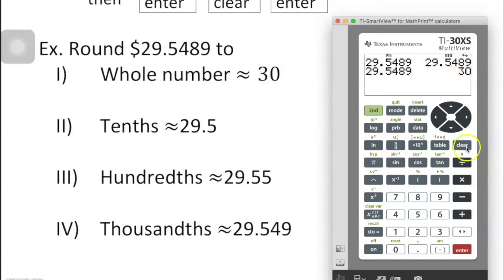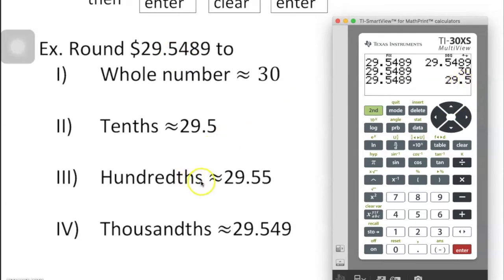Okay, now if I look for the 10th place, I'm going to do the same thing. Go to mode, go to float. Instead of 0, I'm going to choose 10th place, enter. Make sure I go clear and enter again. It gives me 29.5. Why 29.5? Because the 100th place is less than 5, so it stays the same. So 29.5. This is the 10th place.